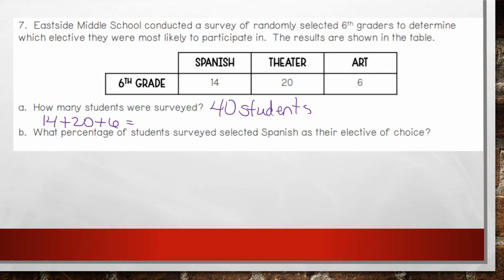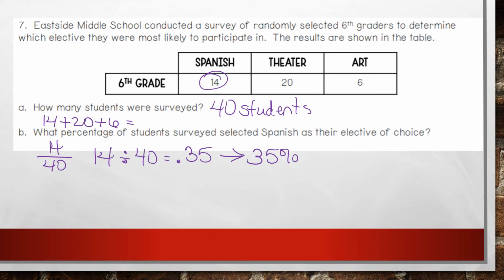What percentage of the students surveyed selected Spanish as their elective choice? So we have Spanish is 14 of those students. So that would be 14 out of 40. So I'm going to take 14 and divide it by 40, which gives me 0.35. We know to change 0.35 to a percentage, we move the decimal 2 places to the right. So that lets us know that 35% of the 6th graders would be planning on selecting Spanish as their elective.